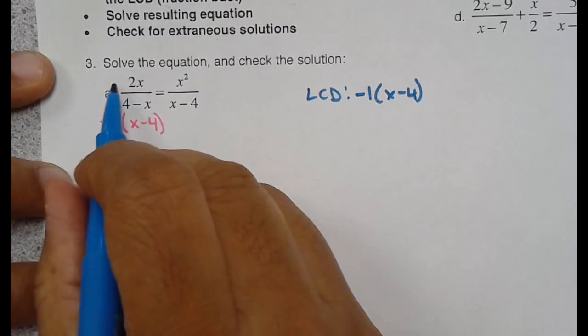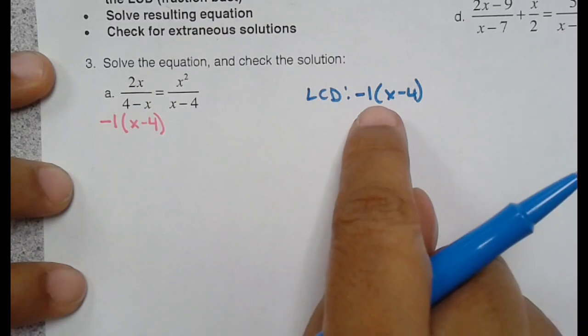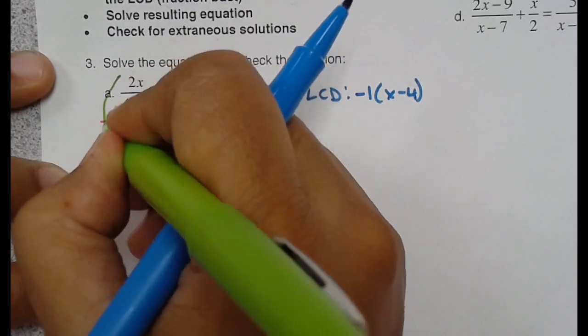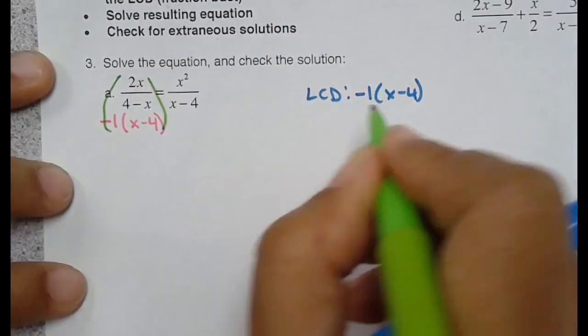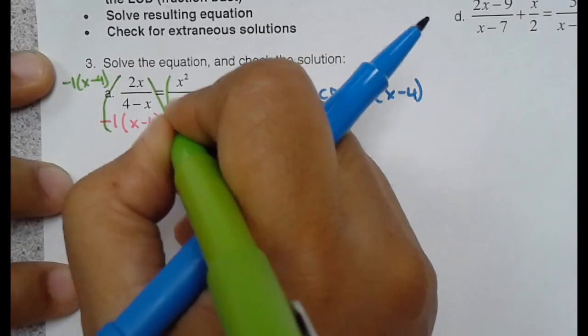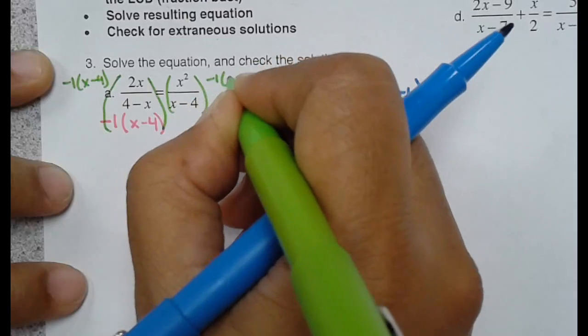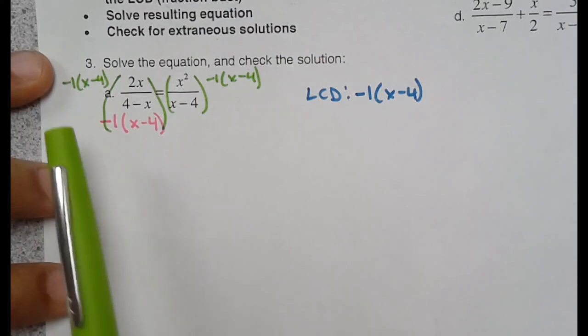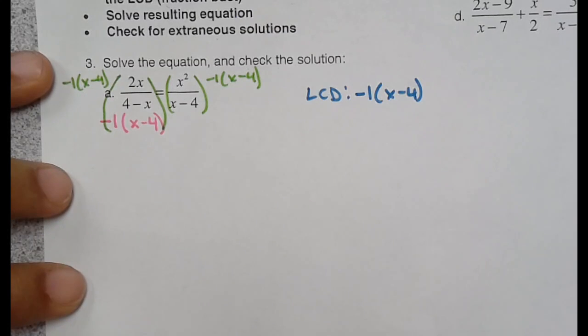All right, and I'm going to multiply both sides of this equation by this LCD. So I'll multiply this whole side by this -1 times the x minus 4. I'll multiply this side by the -1 times the x minus 4. All right, we're going to go ahead and cancel. You can multiply both sides of an equation by the same thing, and it'll still be equal.